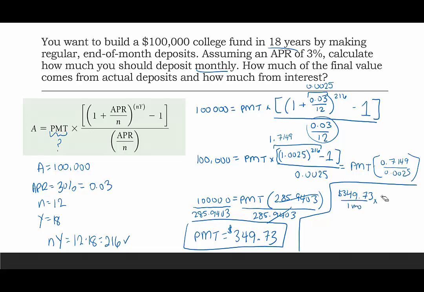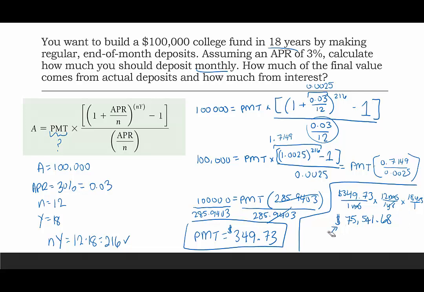So we're going to say in 1 month. Then we're going to multiply this. There are 12 months in 1 year, and we are doing this deposit for 18 years. So the years cancel, months cancel, there's the dollars. And when we do this calculation, 349.73 times 12 times 18, we end up with 75,541.68. So we're just going to approximate here. This is $75,000 approximately for that total $100,000.